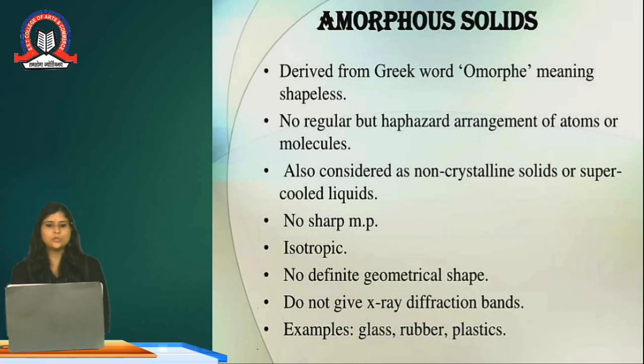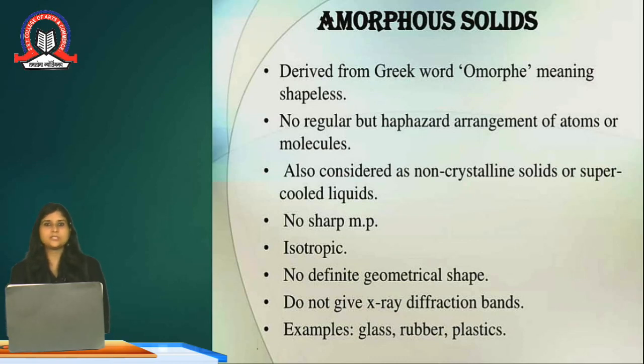Also considered as non-crystalline solid or supercooled liquid. It means they don't form any crystal lattice or crystalline shape. As they are not arranged in a particular manner, they do not form any particular shape or geometry. That's why they are non-crystalline solids. They are not forming any crystal lattice, and as supercooled liquids they don't have any sharp melting point.